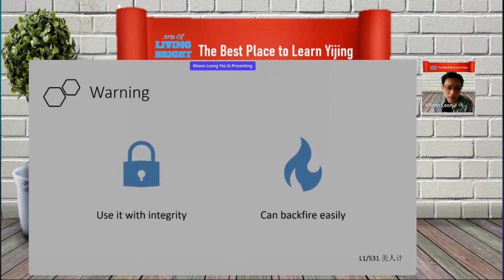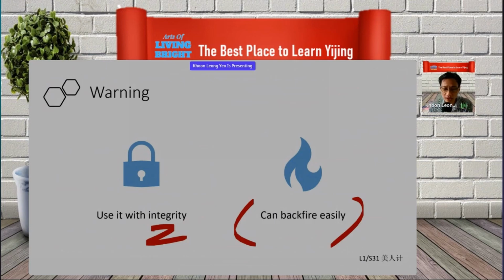So the 美人计 warning is please use it with integrity. For example, if someone is indulging in greed for money, and you're considering bribery, please don't. Use it with integrity. Think of something else. Don't talk about bribery, don't talk about corruption and things like that. Think about something else that has integrity, or that has moral standing. Otherwise it can backfire easily. If you go the side door route, it can backfire on you very, very easily.